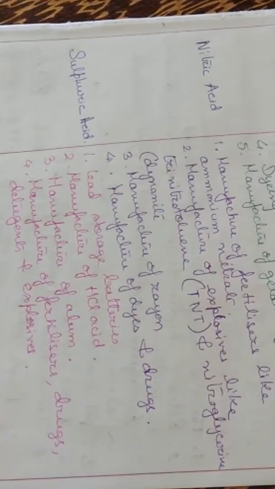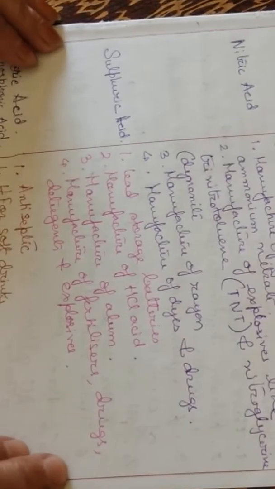Sulfuric acid is used in lead storage batteries. It is used in the manufacture of hydrochloric acid, in the manufacture of alum, and in the manufacture of fertilizers, drugs, detergents and explosives. Then boric acid is used as an antiseptic, and phosphoric acid is used for soft drinks. Okay. Next we come to organic acids.